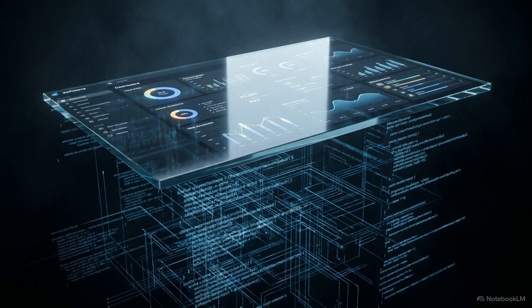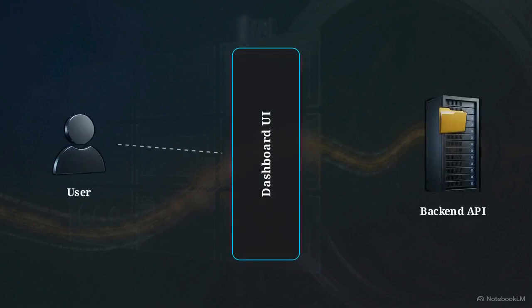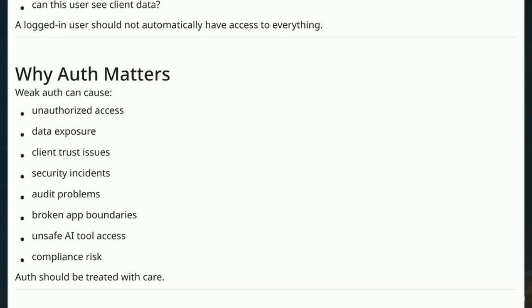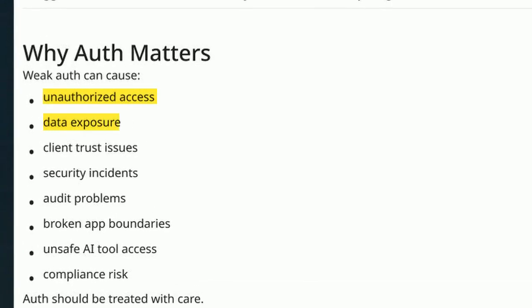But the security of the interface is a facade. By bypassing the visual dashboard and sending a direct command to the system's API, a user can often request data the UI was designed to hide. This documentation highlights the fallout of that specific failure. When a system relies on the interface to hide data rather than the backend to protect it, the result is unauthorized access and a catastrophic exposure of client records.